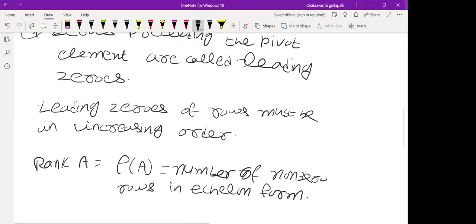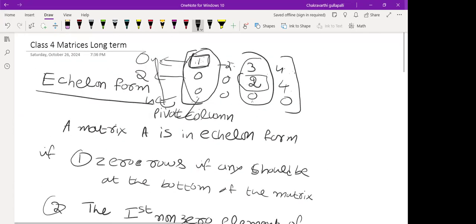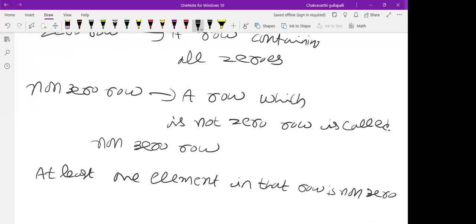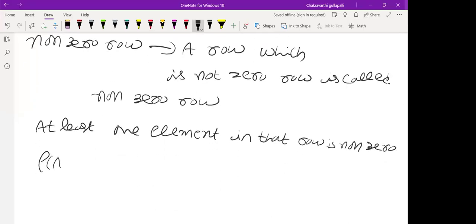Then the number of non-zero rows in the echelon form gives you what is called the rank of the matrix. For example, for this, what is the rank? This last one is a zero row. This is a non-zero row because not all zeros. Here also, not all zeros. So this is a non-zero row, this is a non-zero row, and this is a zero row. The row which is not a zero row is called a non-zero row. Zero row means everything zero. Here everything is not zero. Therefore, the rank of the matrix is 2, in the exam. So this is how we try to find out the rank of the matrix.